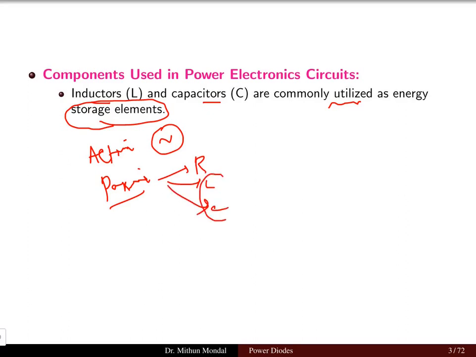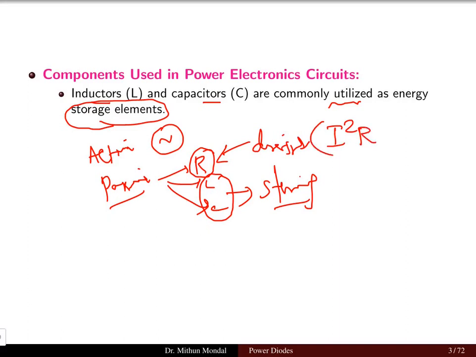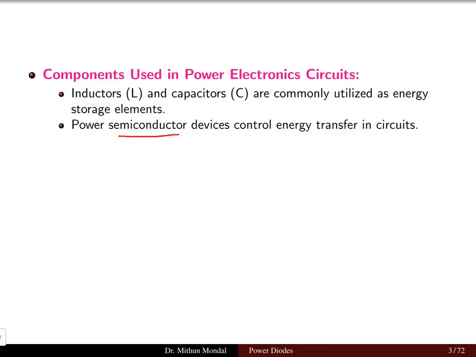Here the inductor and capacitor are storing devices. They store energy in electromagnetic fields, whereas the resistor is a dissipating device. Energy is dissipated in the resistor in the form of I squared R, which is the power loss. Power semiconductor devices control energy transfer in circuits. We have seen that you have to control the energy transferring from one part of the circuit to another part, or from the input to the output, and these power semiconductor devices do that.